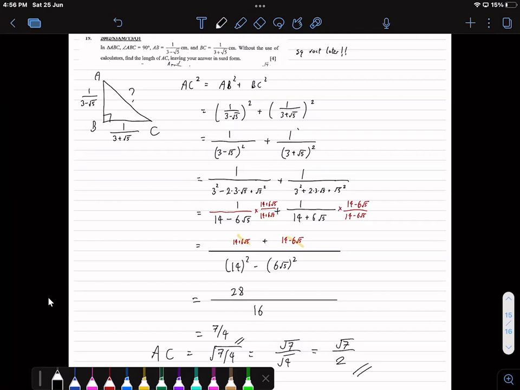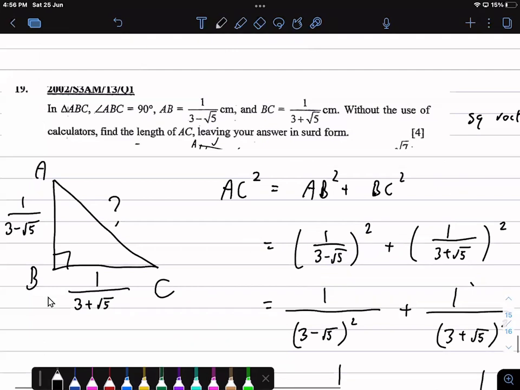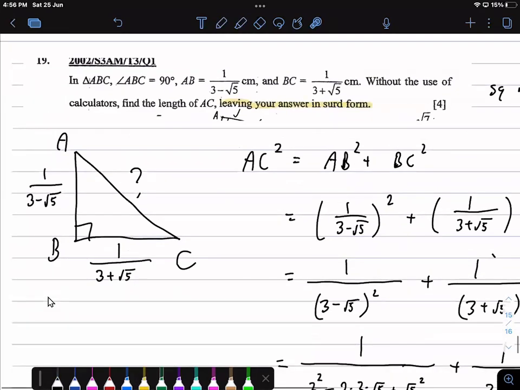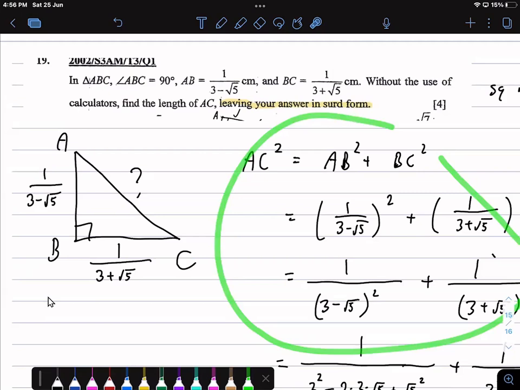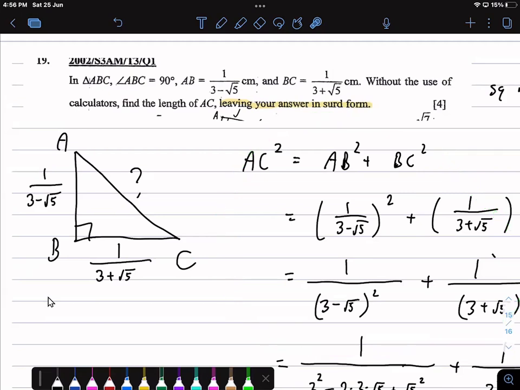Okay, when they ask you to leave your answer in surd form, it means that they expect an exact answer. This is quite common after you learn surds. You can no longer use your calculator and round off to 3 significant figures anymore. You have to get the exact answer. You have to go through this procedure. More long-winded, but you will get an exact answer.